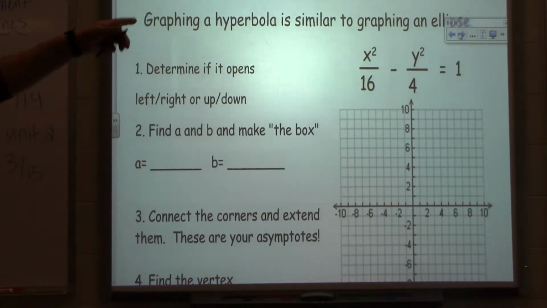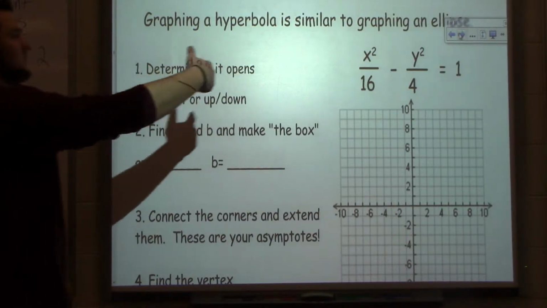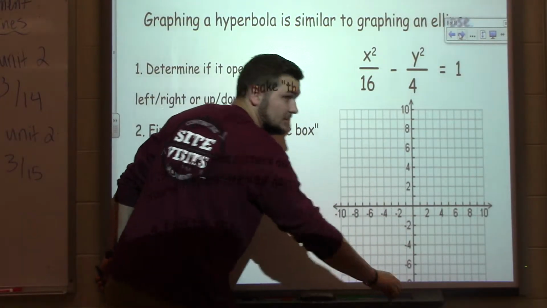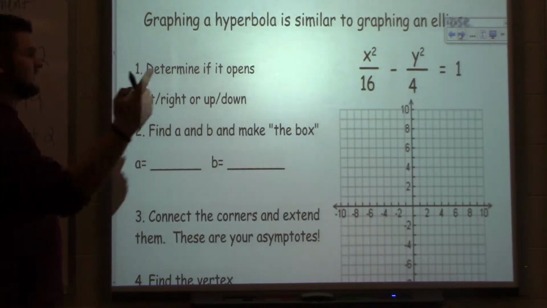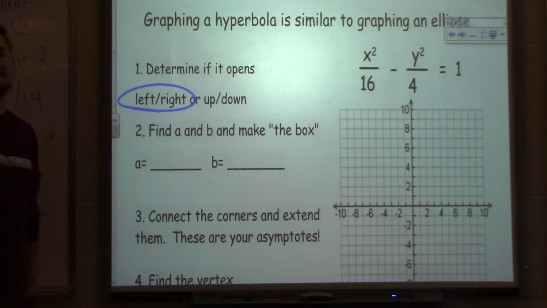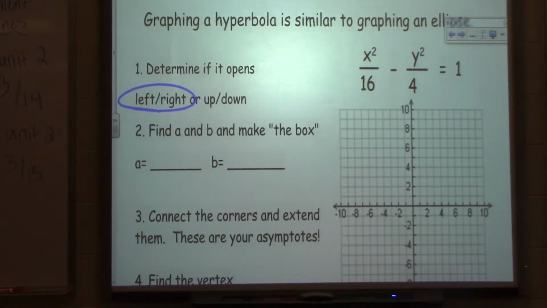Graphing hyperbolas. So first thing you do, determine it opens up or down, left or right. Right, we said we had to see, does x squared or y squared come first? Well, this one x squared comes first, so it should open left to right, horizontal, right? You think about x-axis, it goes left to right. So if x is first, it's opening left to right. If y is first, up and down. Find a and b and make the box.